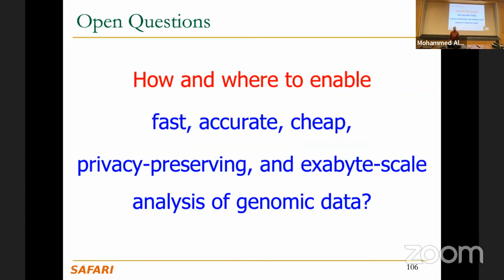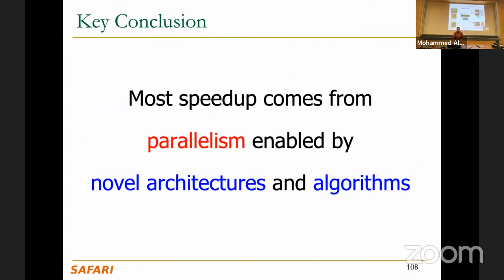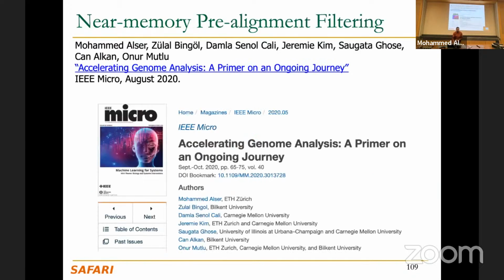And to conclude the talk, we still have this very challenging question: how and where to enable fast, cheap, privacy-preserving exabyte-scale genome analysis. We still don't know what is the best way to do it and where to do it, whether inside the sequencing, inside the storage, main memory, and so on. This is very important. I mentioned it multiple times during the talk. The speedup should always come from new algorithms and new hardware. That is the best way to do it.